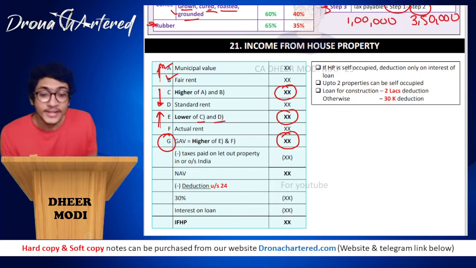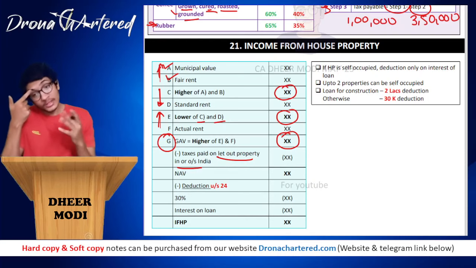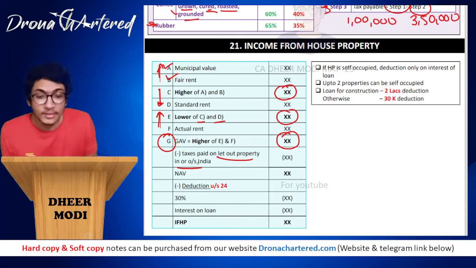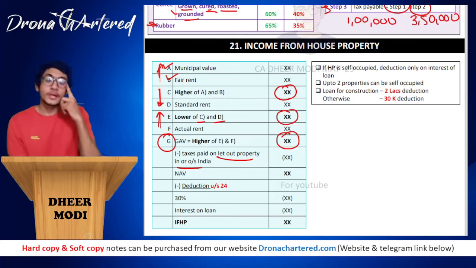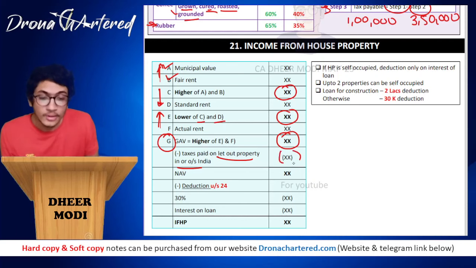Then you subtract any taxes paid on let out property in or outside India. You have to keep in mind it is only on let out property. Only if you have let out the property, if it is on rent, then we will allow you to subtract these taxes. And whether it is in or outside India does not matter. We will allow you to subtract this. Now, since this was your gross, after subtracting this, we came to net.